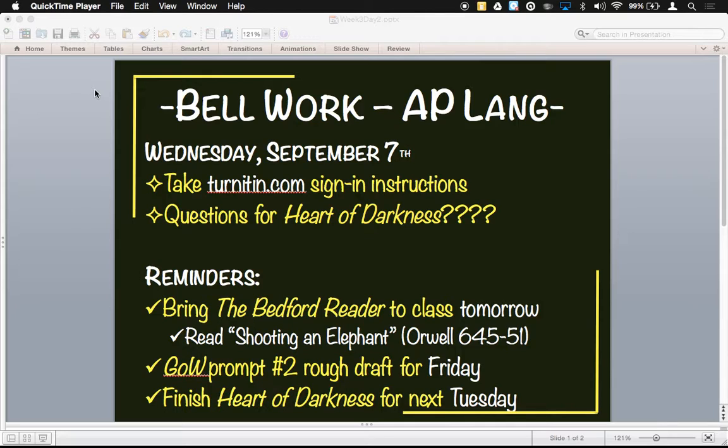And then Friday is when you'll have your rough draft for Grapes of Wrath Prompt 2, same setup as we did last Friday. Peer edit sheet will be out, and I'll come around and check things on it and put it in the credit. On Friday, the plan would also be that I'll pass back your TWAs from yesterday.